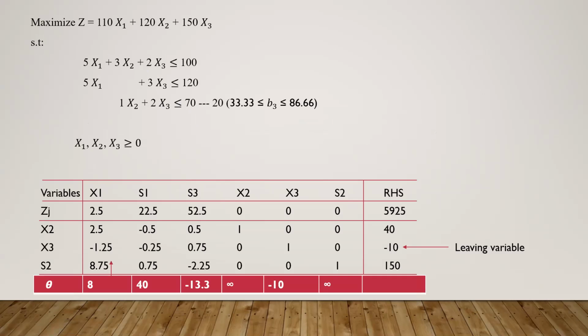So let's have this problem. We have seen it before in the sensitivity analysis. We have a maximization of z equals 100x1 plus 120x2 plus 150x3 subject to 5x1 plus 3x2 plus 2x3 less than or equal to 100, 5x1 plus 3x3 less than or equal to 120, 1x2 plus 2x3 less than or equal to 70. I told you in the sensitivity analysis class, we want to change the right hand side for the third equation to be 20.